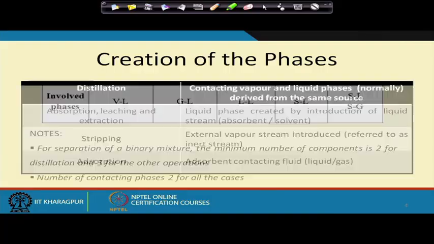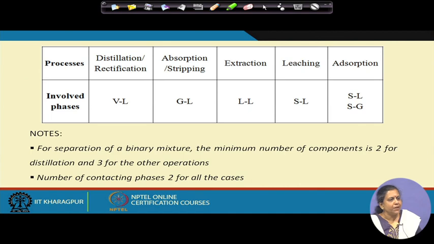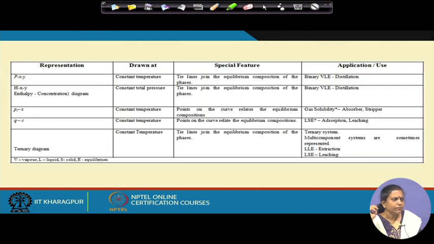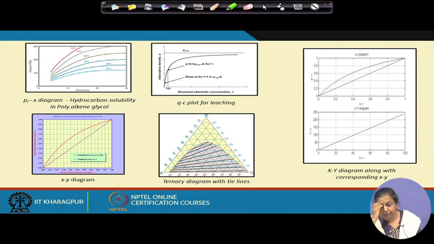Now, this mass transfer is governed by phase equilibrium. We cannot have as much mass transfer as we need, and the mass transfer under constant temperature and pressure conditions is limited by the phase equilibrium considerations, and this phase equilibrium is denoted in different ways for different mass transfer operations. And just like we have already discussed, we can have graphical representations of phase diagrams, and we can also have mathematical equations for the phase diagrams.